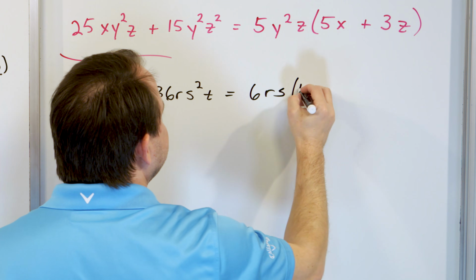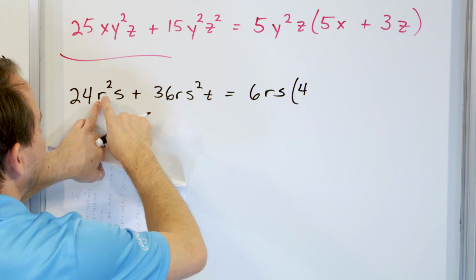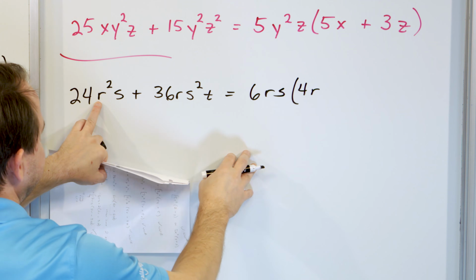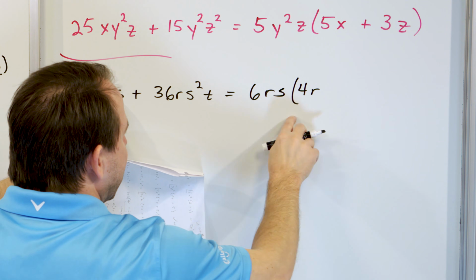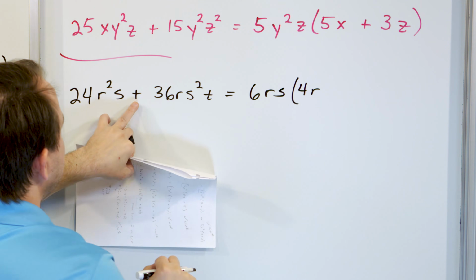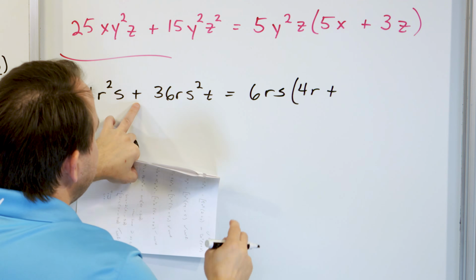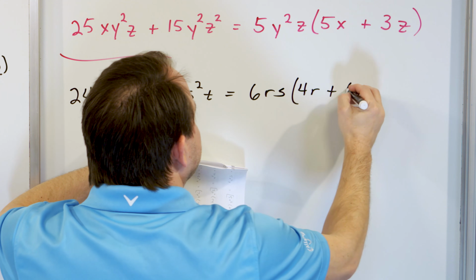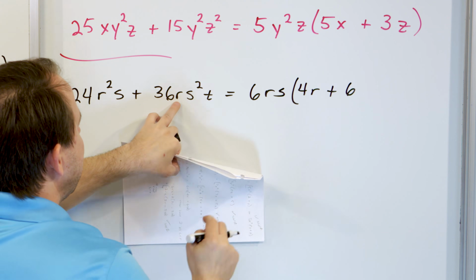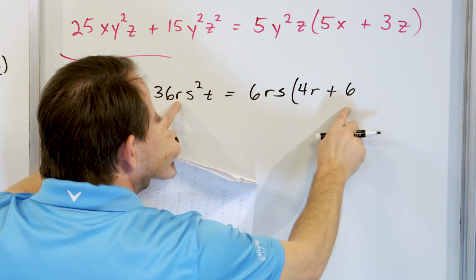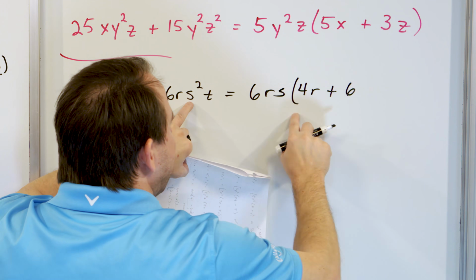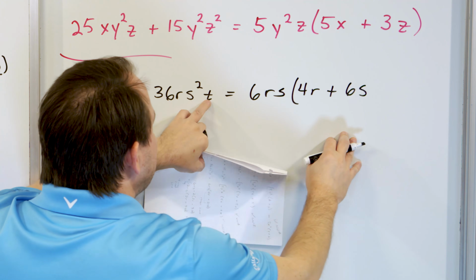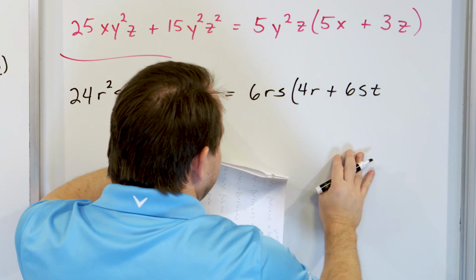6 times 4 is 24. I need an r squared, so that means another r here needs to be written down. I need an s, that's going to come from the multiplication, so I'm good there. I'm going to join with a plus sign. And then 6 times something is going to give me 36. 6 times 6 is 36. I need a single r. I already have a single r. But I need an s squared, so I need another s here. And I also need a t, which means I need to add a t here.